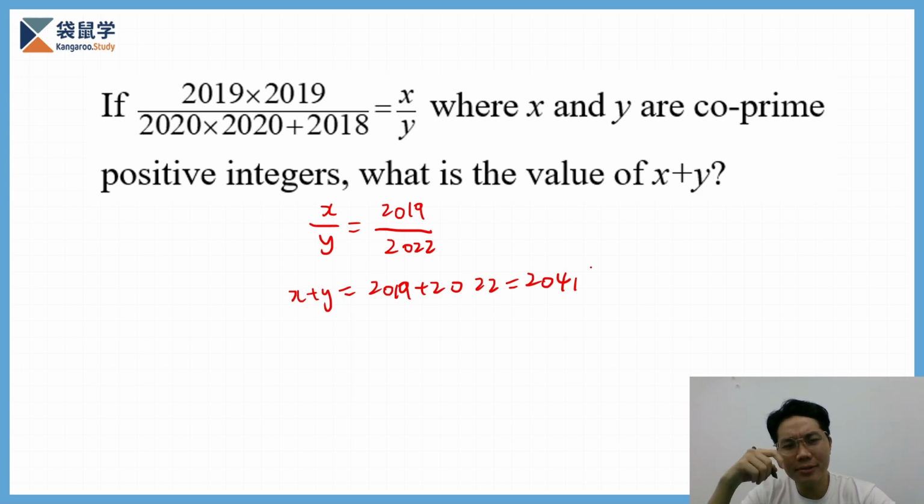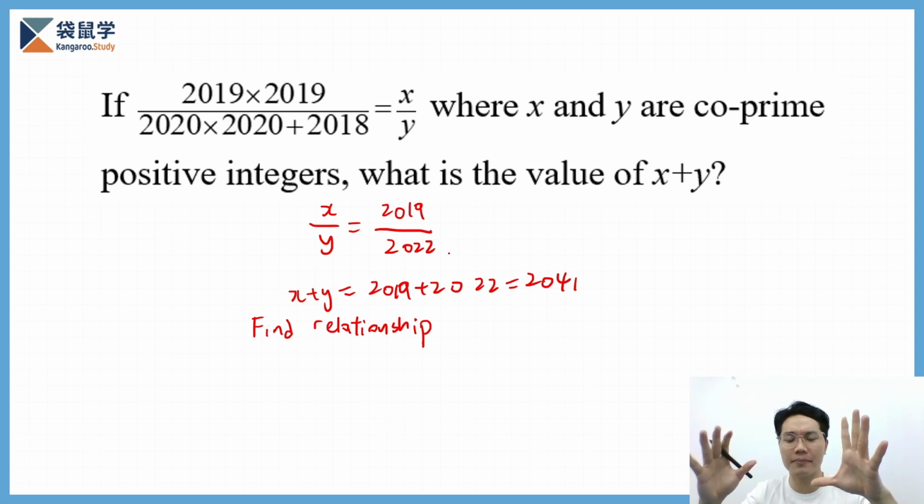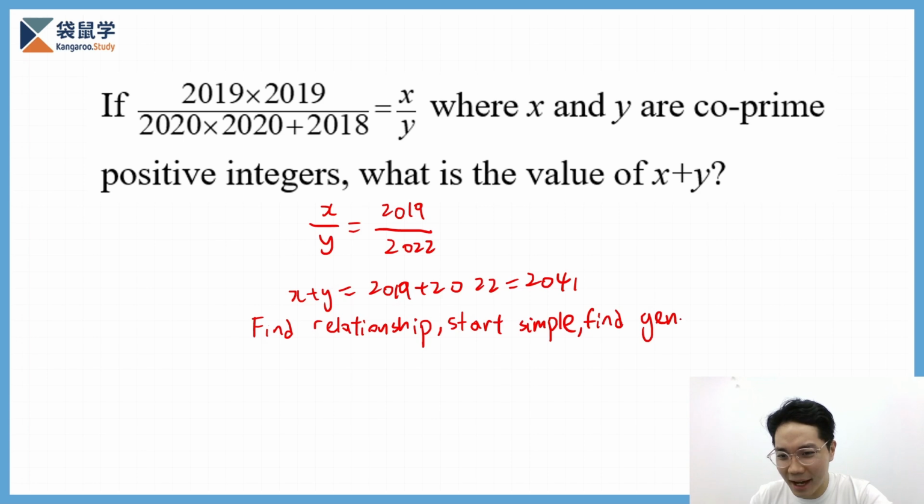So what did we learn here? First, we notice there's a pattern between these numbers. What did we learn from this question? First, we notice there's a relationship between the numbers. Find a relationship. And then we see that this is a very special problem, so we need to start simple. Start simple. And once we start simple, we can find something general. Find general. And that is how we solve this question. Okay? But how about the next one?